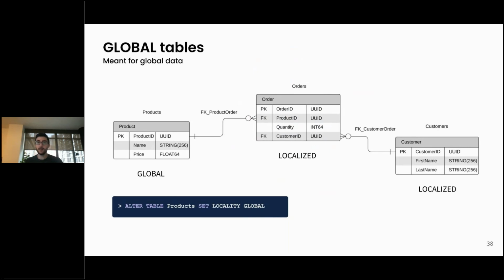So we can see such a setup in this schema here. We would expect for a customer and their orders to have strong access locality to wherever that customer resides. However, the products table that a customer is ordering from won't have strong access locality. A customer in a completely different region will reference the same set of products when placing an order.